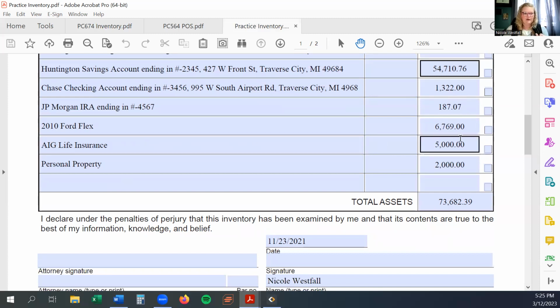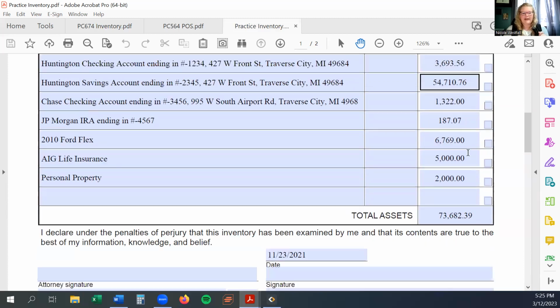She also had life insurance. This life insurance policy, I believe, was the payout value of the policy. It's a very small one, which we ended up getting rid of. And then personal property, we just estimated. So she lives at Glen Eagle. It's an assisted living home. She really just has an apartment. She doesn't have too many items. And so we just kind of did an estimate for that.